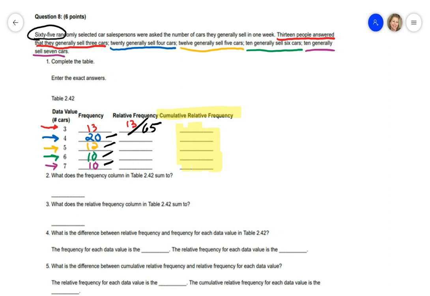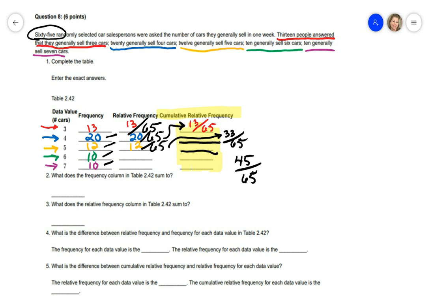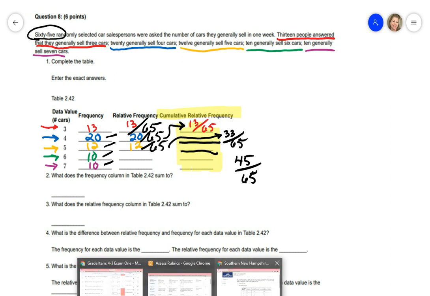So initially I've got 13 out of 65, but then the next one here was 20 out of 65. You would add that to the 13, so that this line right here is going to have, you'd add 13 65ths to 20 65ths, and that'd be 33 65ths. And then the next line is 12 out of 65. So now you're going to add the 12 onto the 33. And then this line right here, what's 12 and 33, would be 45 out of 65. And you just keep adding. So that's what I did, just addition.